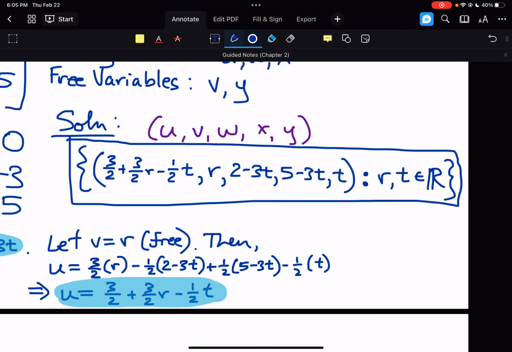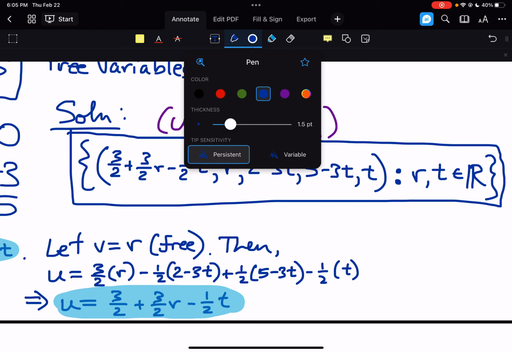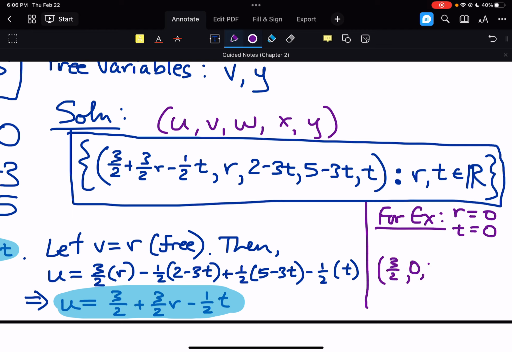So, for example, just tuck this over here into the corner. If we took the r value of 0 and the t value of 0, just pick nice, easy values, if we chose those values for r and t, we would get the point 3/2, 0, 2, 5, 0.